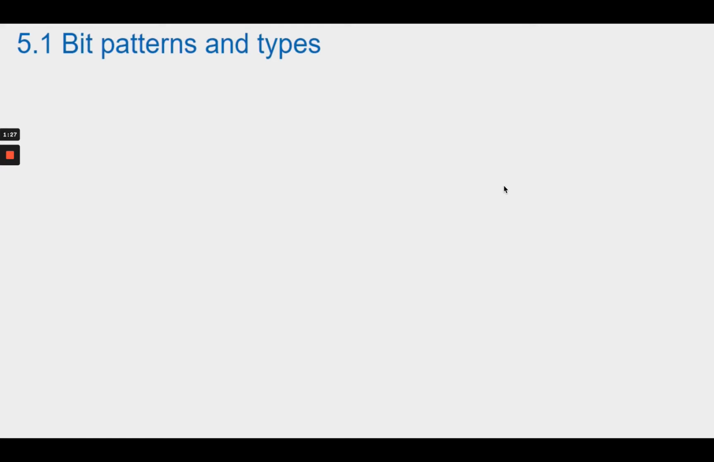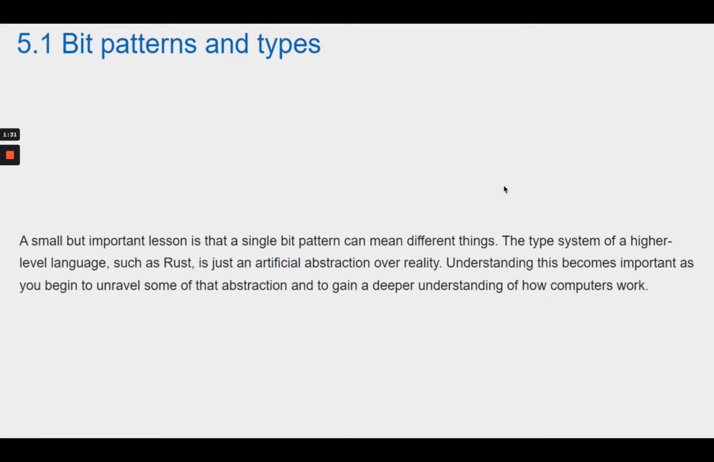Section 5.1. Bit patterns and types. A small but important lesson is that a single bit pattern can mean different things. The type system of a higher level language, such as Rust, is just an artificial abstraction over reality. Understanding this becomes important as you begin to unravel some of that abstraction to gain a deeper understanding of how computers work.